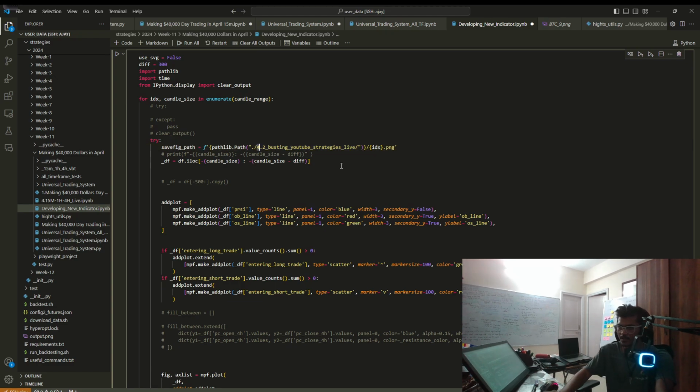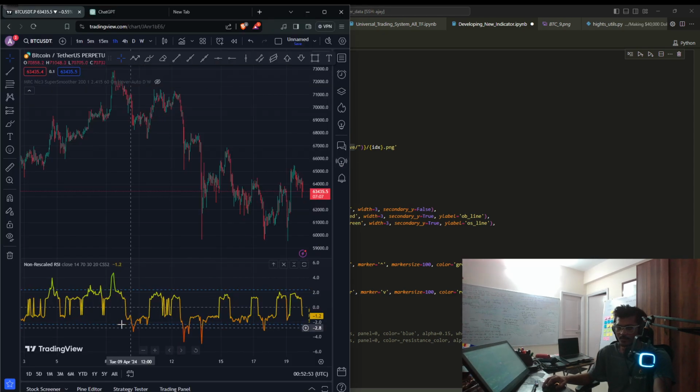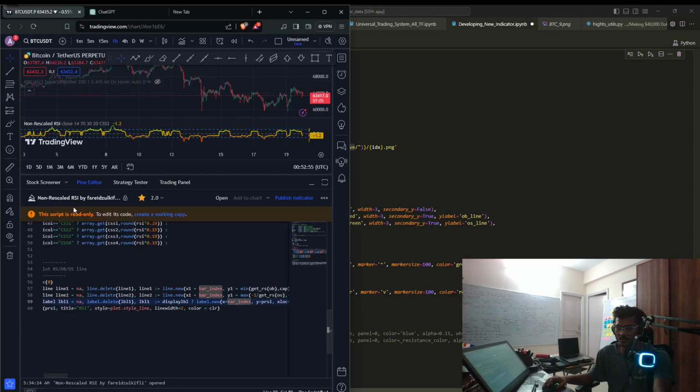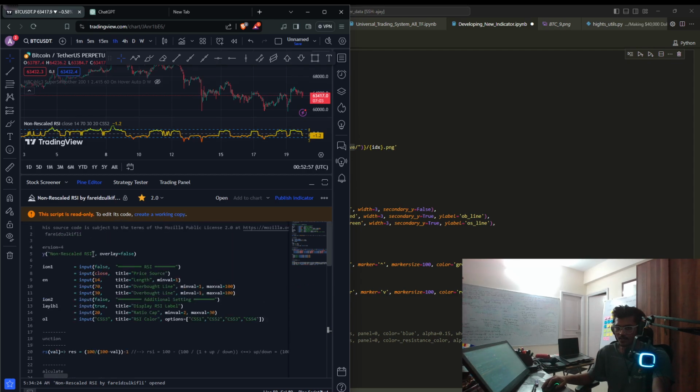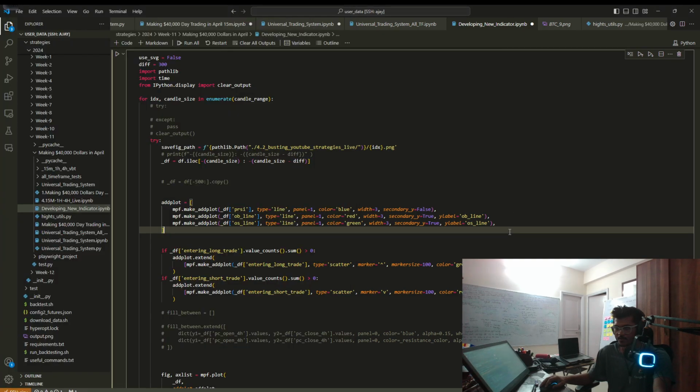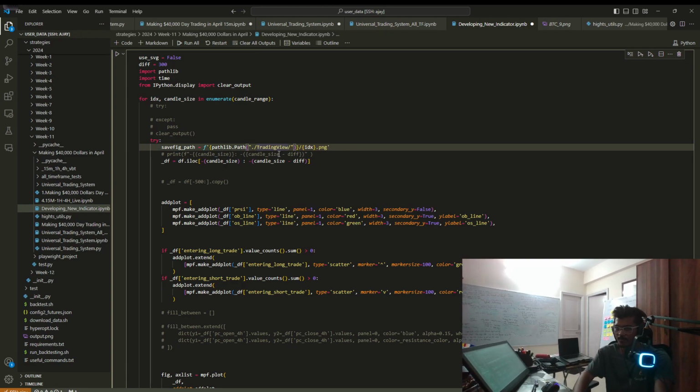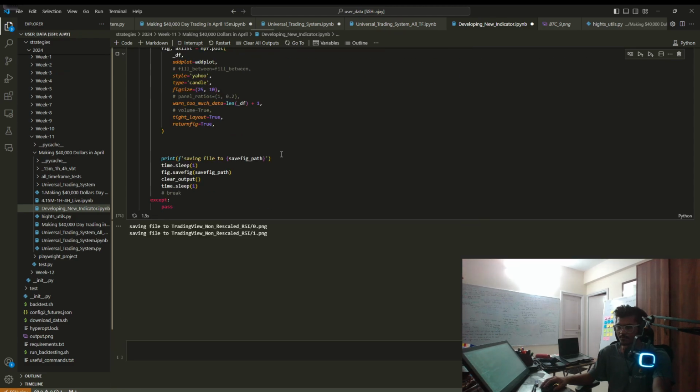So this is non-scaled RSI from TradingView, right? TradingView, non-scaled RSI, non-rescaled RSI. Let's see.